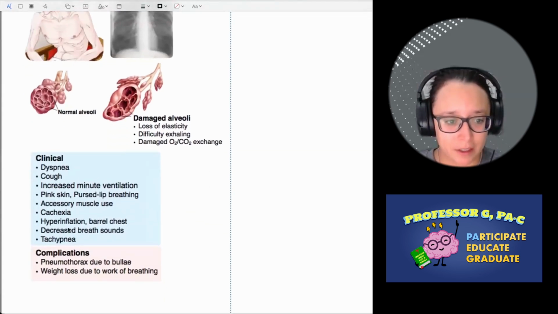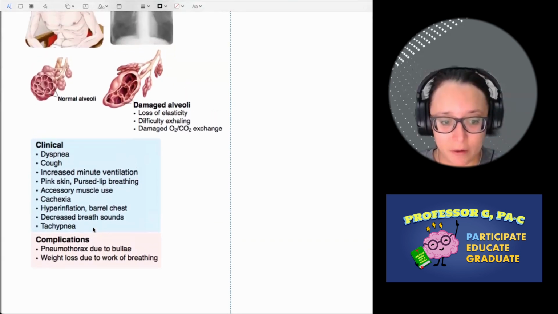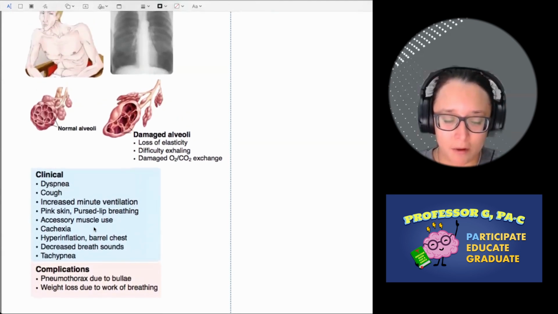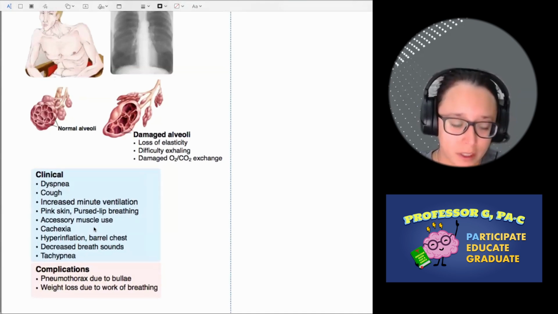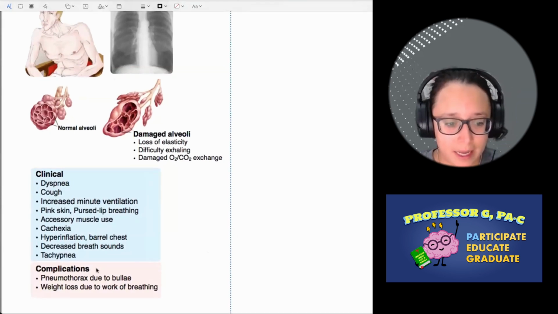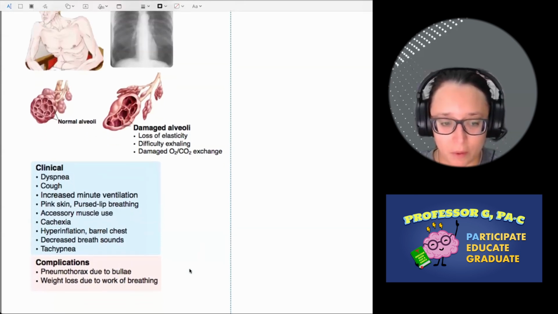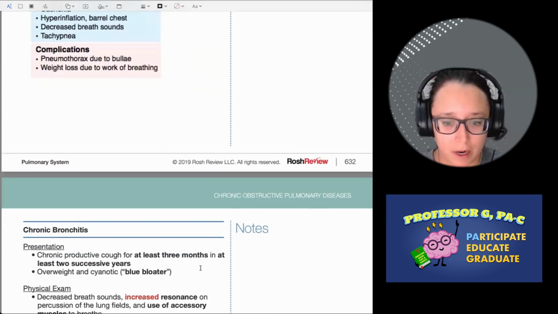And then here's some of the clinical findings we've already discussed. Complications: emphysema tends to get pneumothorax more often than chronic bronchitis, because all these dilated air spaces can form little bullae, and those can rupture and cause pneumothorax. And they typically have, like we said, thin bodies because they're working really hard to get air in and out of their lungs. All right.